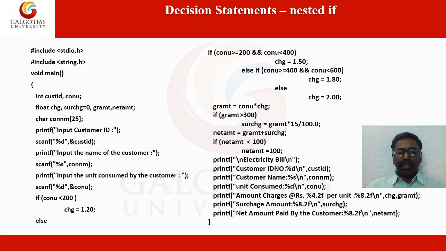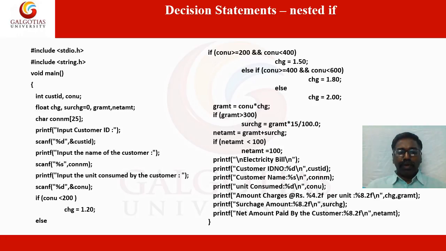Now we find the charge. For this charge, we are going to find out the gross amount. GRAMT is equal to consumed unit into the charge CHG. If the gross amount is greater than 300, then we have to find out the surcharge also. Surcharge is equal to gross amount into 15 divided by 100. That is, 15% of the gross amount is added as the surcharge. Now net amount is equal to gross amount plus surcharge. If the net amount is less than 100, we need to charge a fixed charge of 100. Otherwise, the net amount will remain the same.